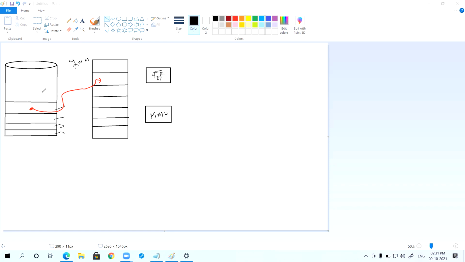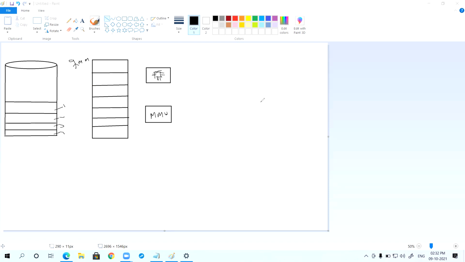Where is it present? Can I say it is present in pages? So depending upon the demand, those pages are going to be loaded into the frame.